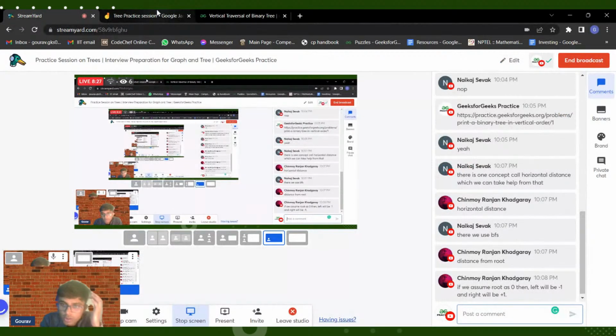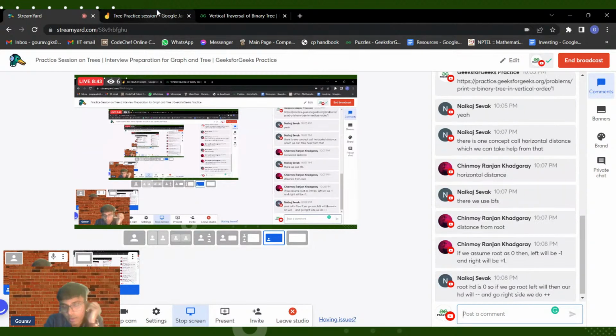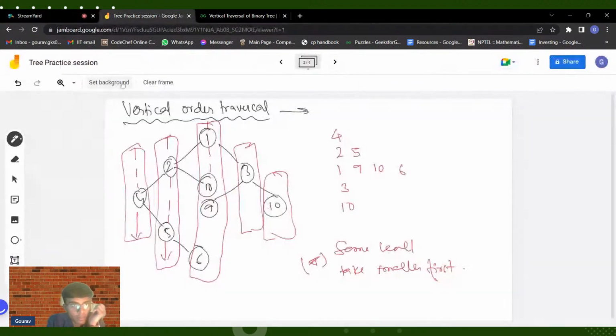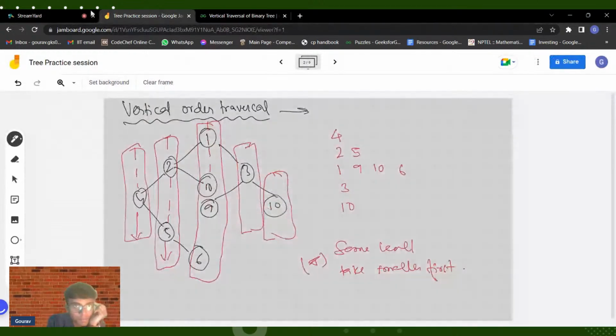Chinmay is saying that there we use BFS, distance from root. Horizontal distance is equal to the distance from the root. If you assume root as 0, then left will be -1 and right will be +1. Yeah, that is correct actually. In fact, we will use that concept only to solve this problem. I have already made up the slides as well.